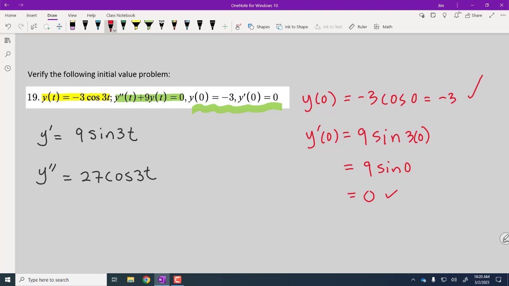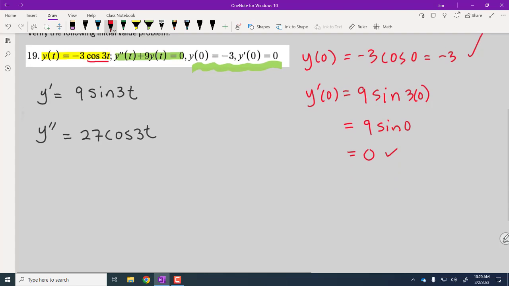When you took the derivative, what happened to the negative? Because the derivative of cosine is negative sine. So the minuses combine. Okay, so we've confirmed the initial conditions are valid.